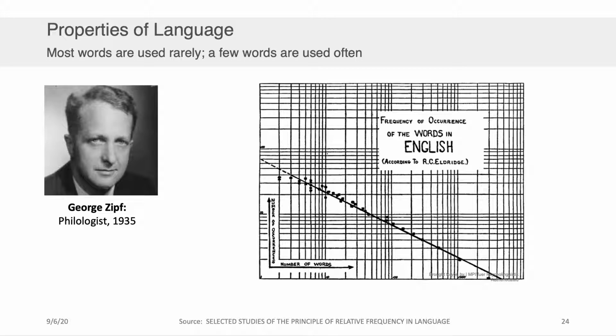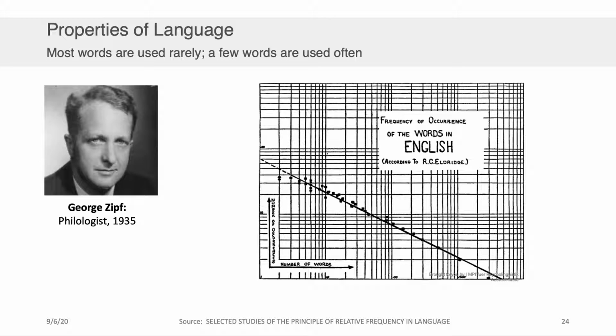Well, this observation that we just pointed out about the distribution of words with respect to their rank and how often they're used in language was actually first noticed by a gentleman by the name of George Zipf. He was a philologist in 1935 who said, hey, let me take the log of the number of words on the x-axis, and plot that against the log of the number of occurrences of that word in a bunch of text that I've collected. And he sort of hand sketched this plot that you see here.